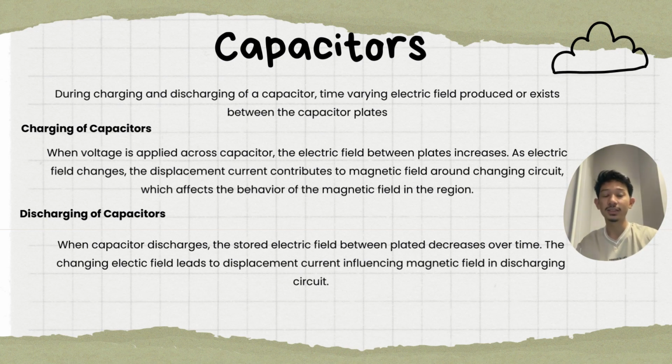During charging of the capacitor, the voltage is applied across the capacitor. The electric field between the plates increases. As the electric field changes, the displacement current contributes to the magnetic field around the changing circuit, which affects the behavior of the magnetic field in the region. Then for the discharging of a capacitor, when the capacitor discharges, the stored electric field between the plates decreases over time. The changing electric field leads to the displacement current influencing the magnetic field in the discharging circuit.